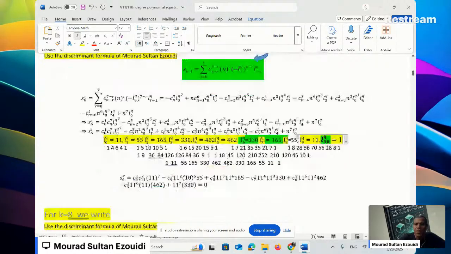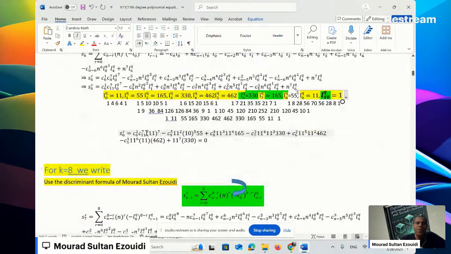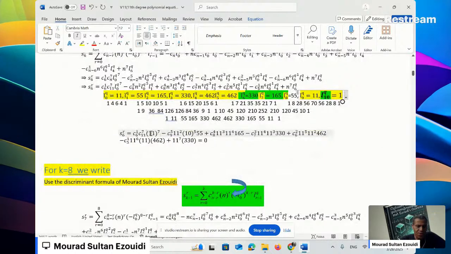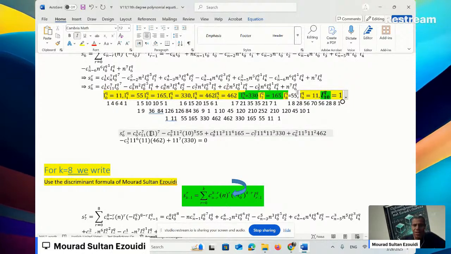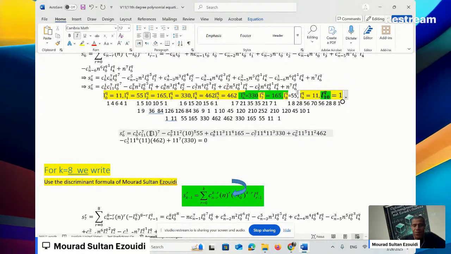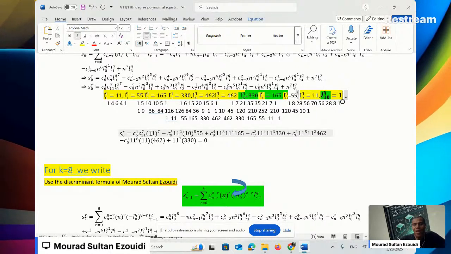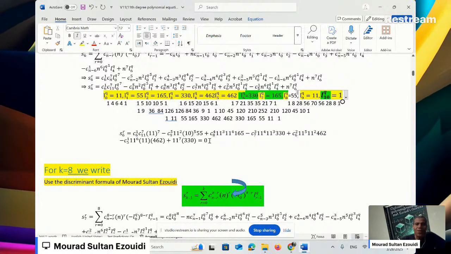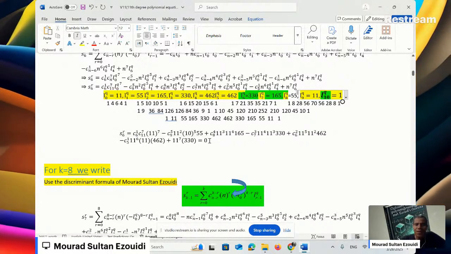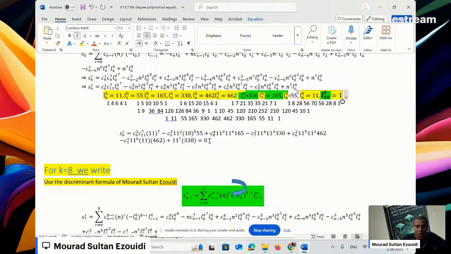You can see that 11 raised to the power 7 is a common factor. No need to type it in your scientific calculator. Just put it as a common factor, open the parentheses, and calculate the rest. After calculating with your scientific calculator, you can see that the value of a6 here is going to be equal to zero. We continue the procedure.